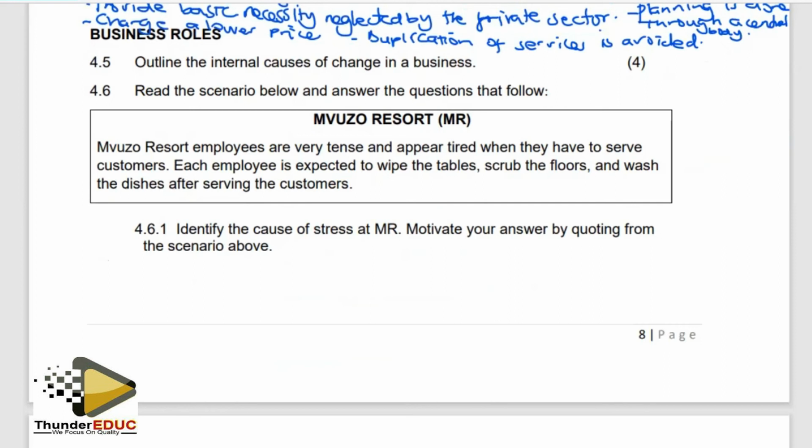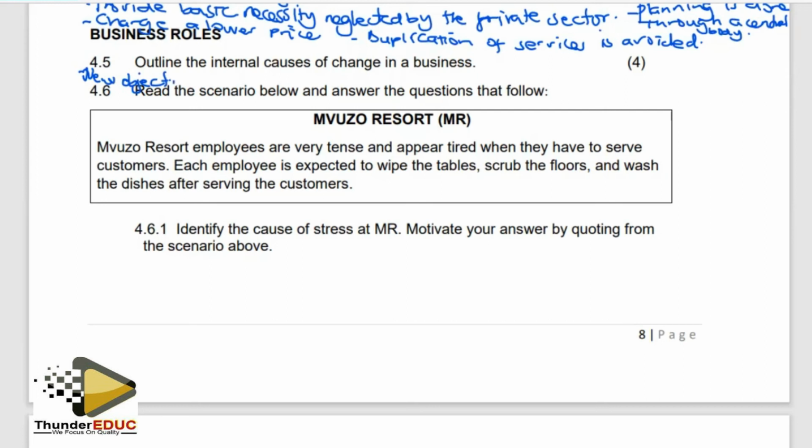Question 4.5, business rules. What could be the internal causes of change in the business? When a business has new goals or new objectives, there could be a change that is happening. There is a new objective or a new goal of the business, so we change the way we've been doing our business.